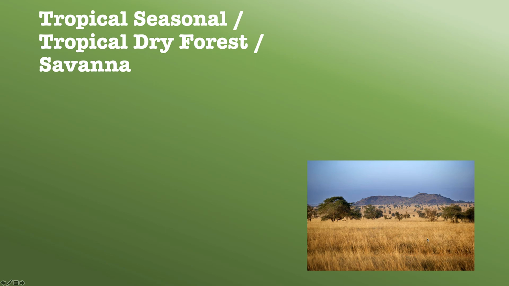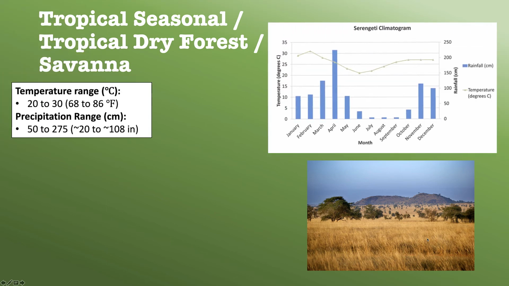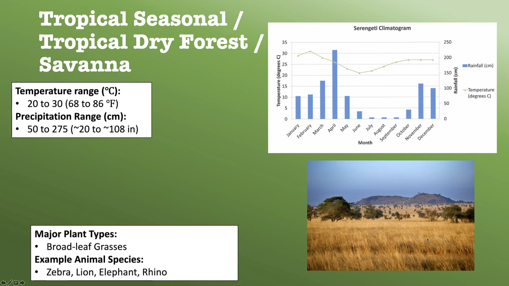Now, tropical seasonal or tropical dry forest or savanna, again, kind of like the scrubland one, multiple names, same kind of biome. We're talking about something between 20 and 30 degrees Celsius and 50 to 275 centimeters of rain. Now, we're talking about grasses, broadleaf grasses, not a lot of woody shrubs or trees. Common species would be zebra or lion or elephant or rhinoceros or anything like that. That's what's living here. And I think of the Serengeti.